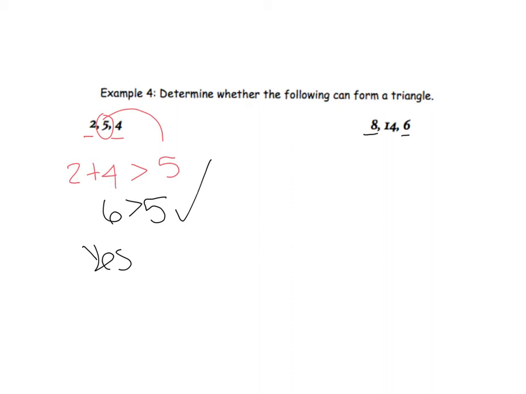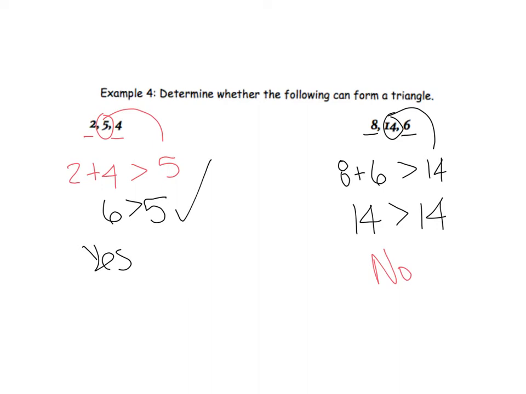Now let's look here. We have 8 and 6 as the smallest, so I'm going to add those. 8 plus 6, and remember we want that to be greater than the third side, which is 14. 8 plus 6 is 14. Is 14 greater than 14? No, I don't think so. So this would actually not be a triangle. You cannot have a triangle with the side measurements of 8, 14, and 6. Not happening.